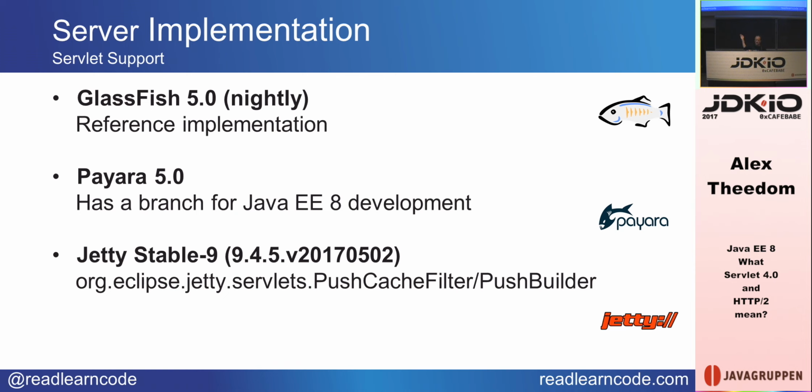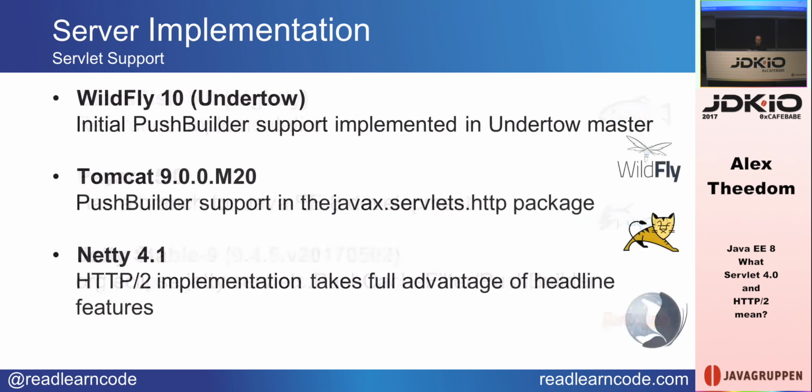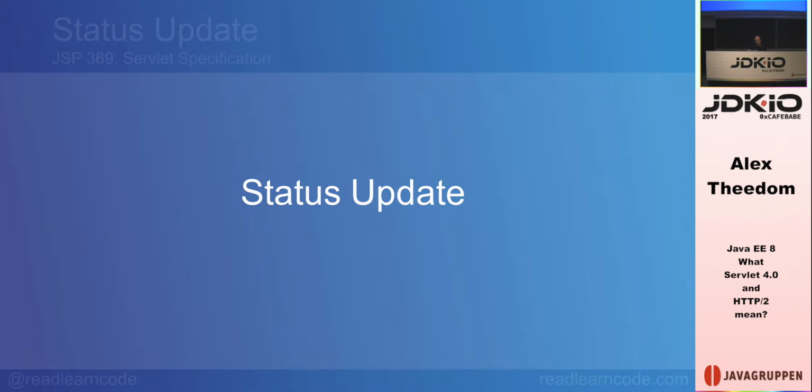So this is the push cache filter, which I spoke about earlier. That's their implementation. Really interesting. Have a look at that code. It's worth looking at. WildFly 10, Undertow, has support in the master. Tomcat 9, again, has PushBuilder support in the servlet HTTP package. And Netty 4.1 has taken full advantage of HTTP2 and implemented most of the headline features.